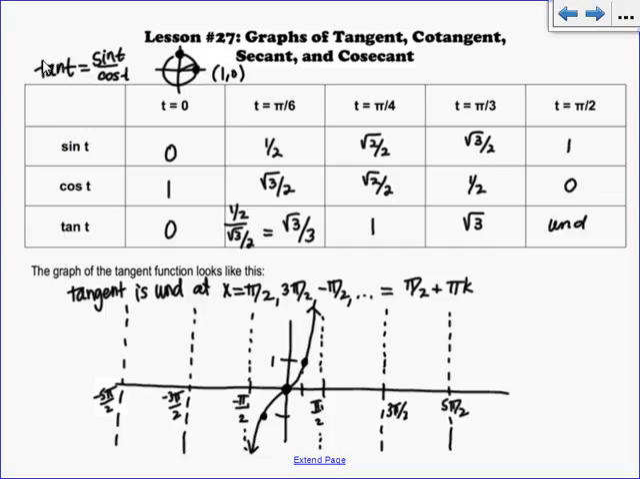Okay, and it repeats. So it repeats every pi. So you're going to keep having the same shape, this like x cubed type shape, over and over and over. That's what tangent looks like. Strange, isn't it? So it's not like the wave that we had before for sine and cosine. It's a little bit different. There's asymptotes. Okay, does that make sense?